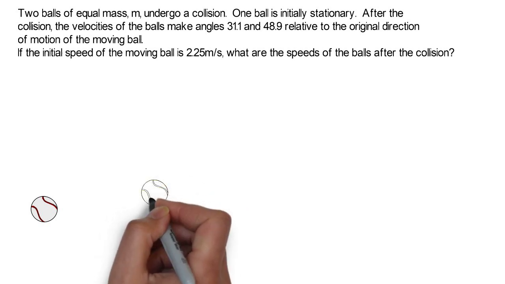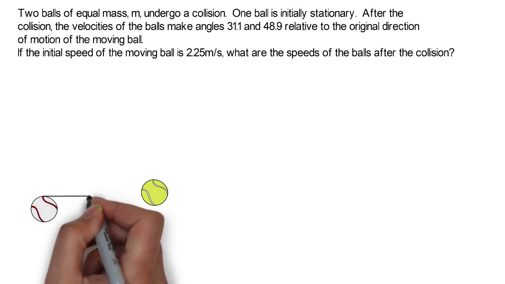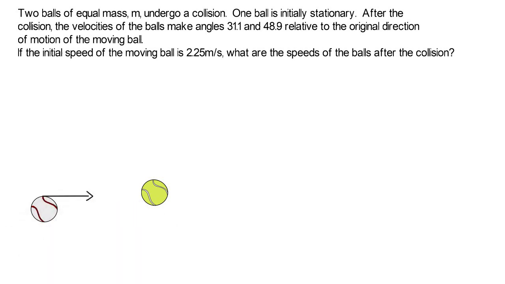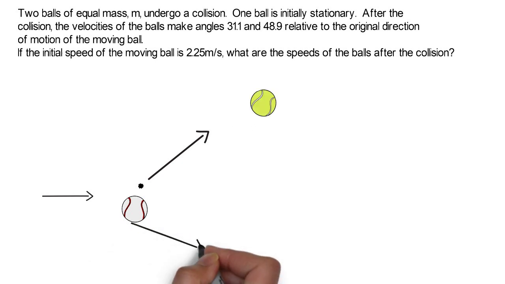It'll give you a much better understanding of what's going on and how to proceed with the problem. So let's start with one ball moving initially to the right, in the positive x direction, and another ball initially at rest. Then one ball is going to move up at an angle and one ball is going to move down at an angle. It's very important that they're moving in different directions. If they were both moving up or both moving down, momentum would not be conserved.